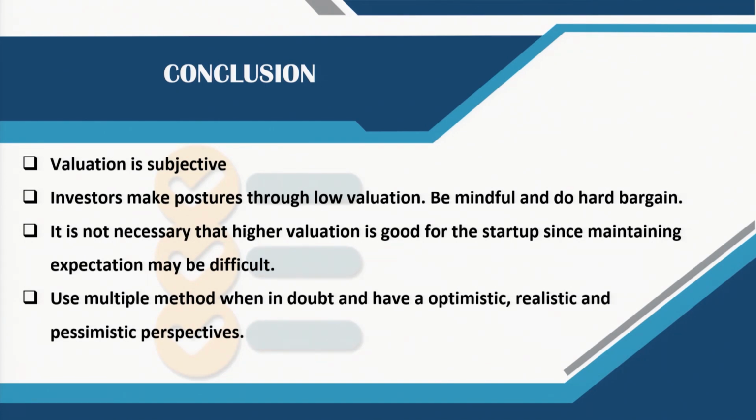Use multiple methods, meaning one method may not give you a wonderful idea. So, use many methods and take a pessimistic, realistic and optimistic view, and eventually make some kind of an average, that okay, let us settle with this, and if the valuation is like that, you should be happy with that.